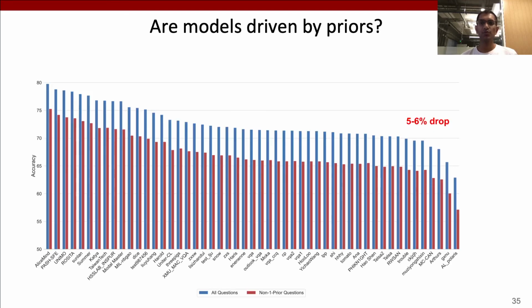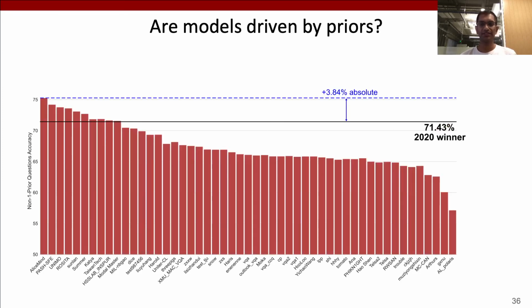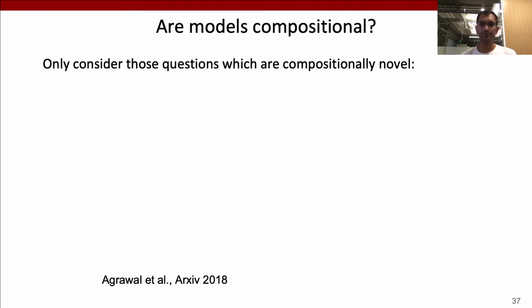In this plot, we show the accuracies of all entries for non-top-prior questions and we compare this against the accuracies for all questions. We see that there is a drop of 5 to 6% in performance. Comparing this with last year, the best performance for non-top-prior questions improved by 3.84%.